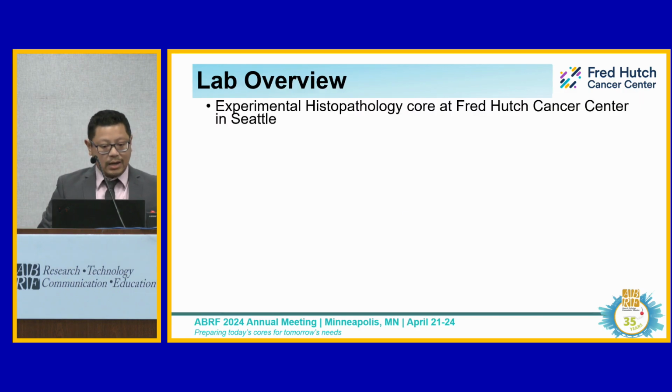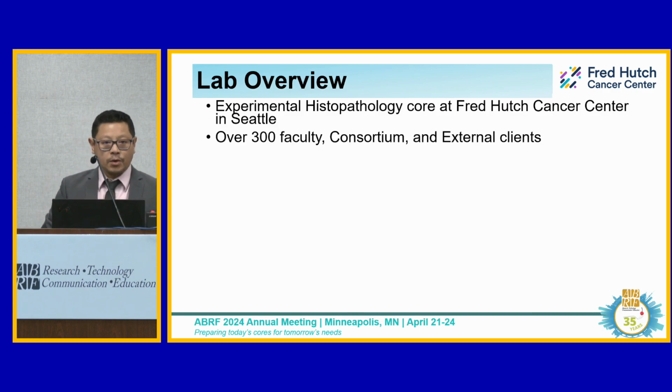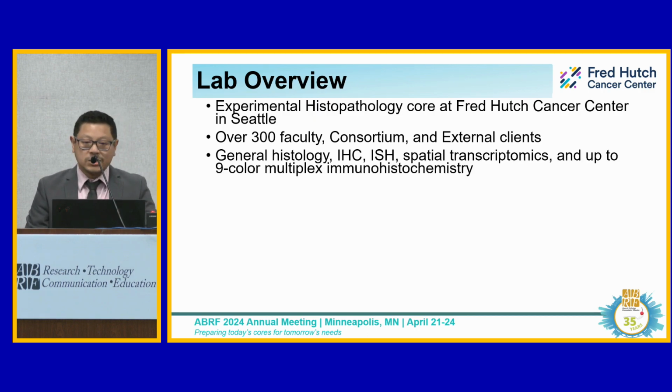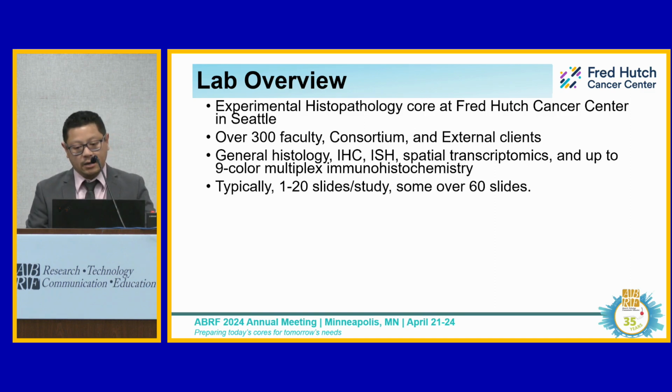Lab overview, I'm part of the experimental histopathology core along with Amanda at Fred Hutch Cancer Center in Seattle. We have over 300 faculty, but we also service consortium members and external clients as well. We offer general histology, just chromogenic IHC, ISH, chromogenic and fluorescent, spatial transcriptomics, and up to 9-color multiplex IHC. That's 8 antibodies and DAPI counterstain.